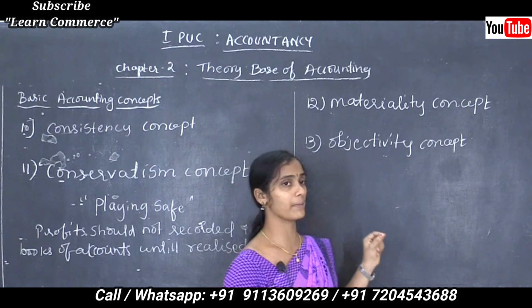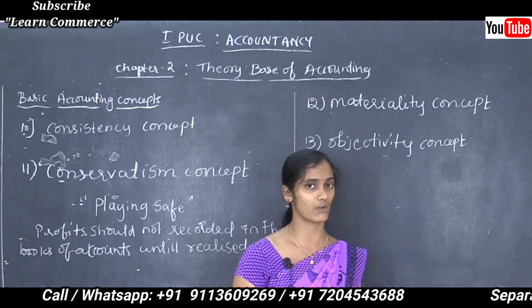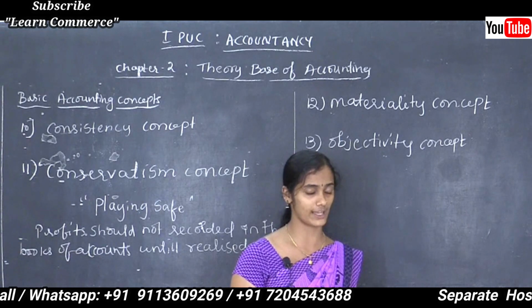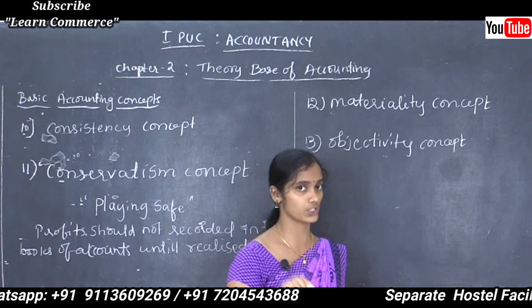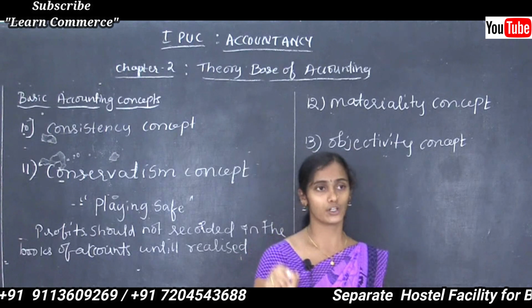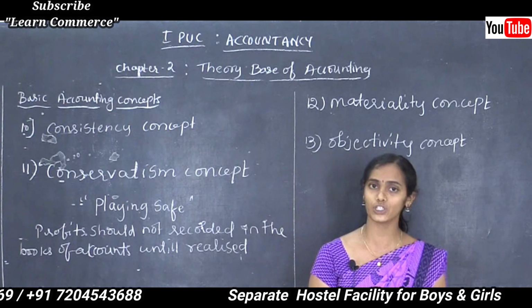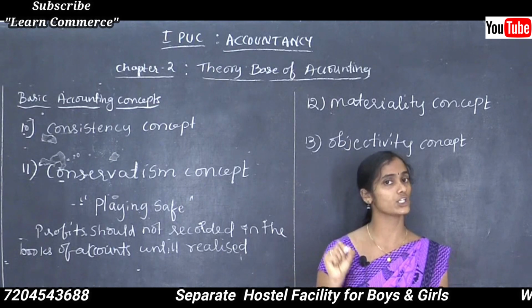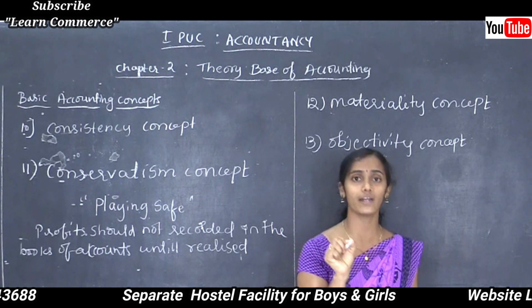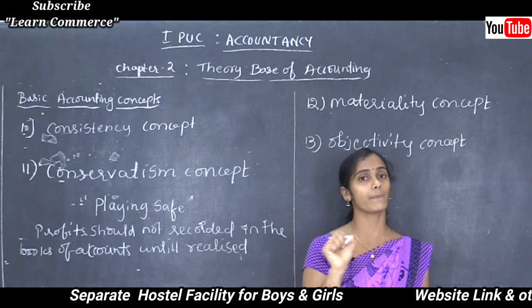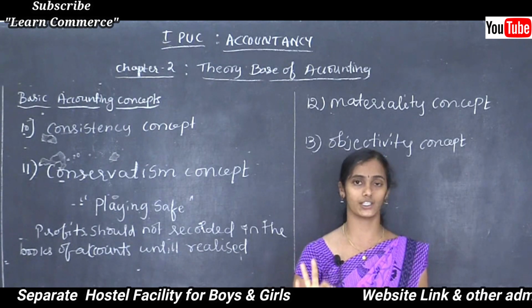While recording, we should not show 10,000 as 1,000. We should not record the transaction with errors. So in order to know the exact financial position, each and every organization needs to maintain proper accounting information, with proper recording of transactions in the books of accounts.